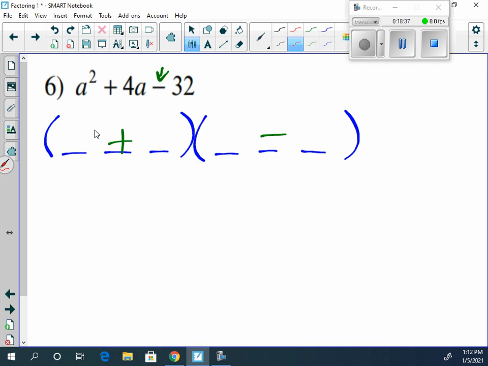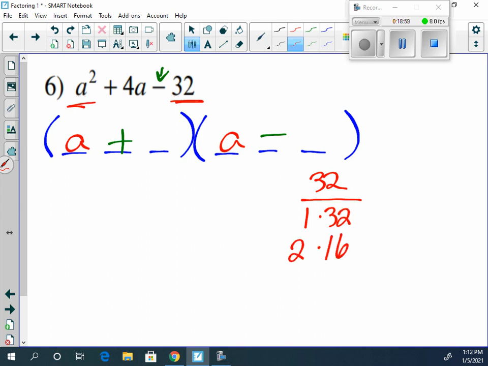Well, factors of the first and third term. Factors of a squared are just a and a. That's the only factors that we'll have. Now, the factors of 32, there's a few more of those. We'd have 1 and 32, 2 and 16. 3 doesn't work. 4 and 8. 5 doesn't work, 6 doesn't work, and 7 won't work. So we have these 3 here. Now, which one of these here do we want to try?